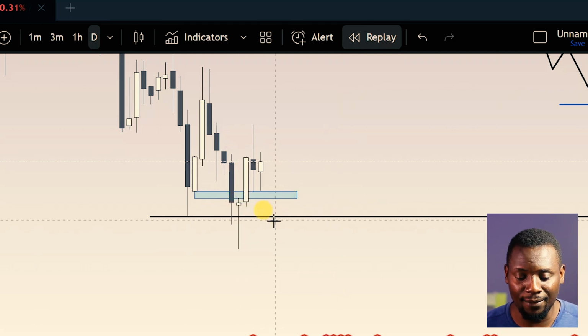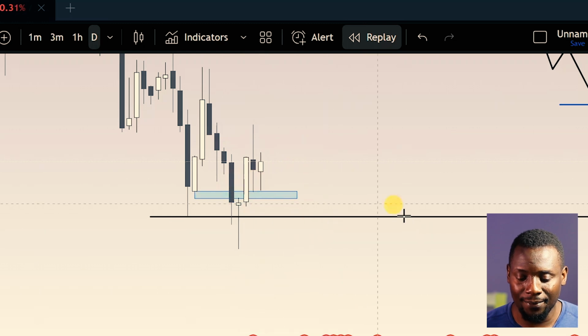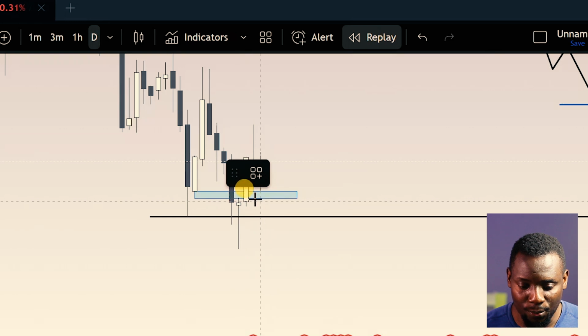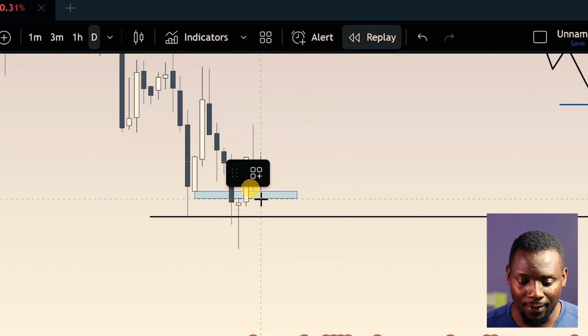So basically what I'm going to do, I would come right here, and then I would enter on this last candle before this inversion fair value gap happened.